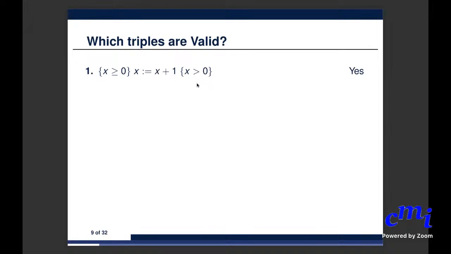Okay. So does everyone agree that when you start with x greater than or equal to 0, and after the assignment, x greater than 0 will hold good? Okay. Yeah, definitely. My question is, what are some other possible post conditions for which this triple can still hold?